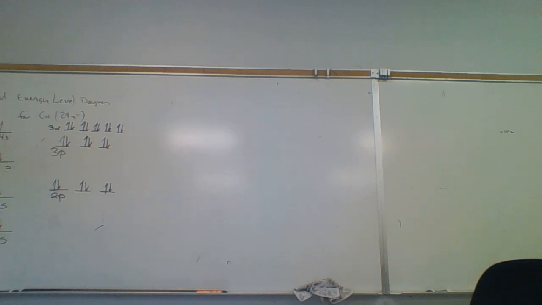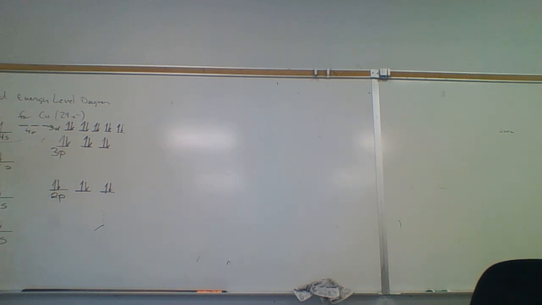Third shell would be the 3s and the 3p. So this would be the third. And then in the next shell we have the 4s, the 3d, and the 4p. The 4p are empty here, but we're just going to get in the habit of writing it because we'll just complete the fourth shell.